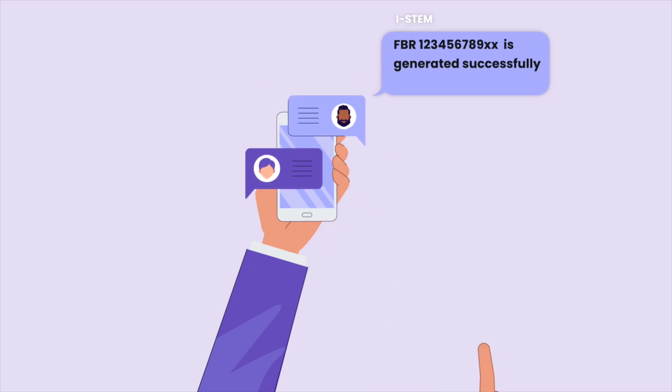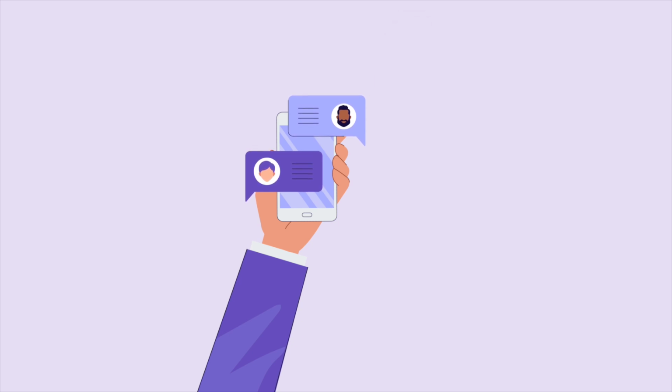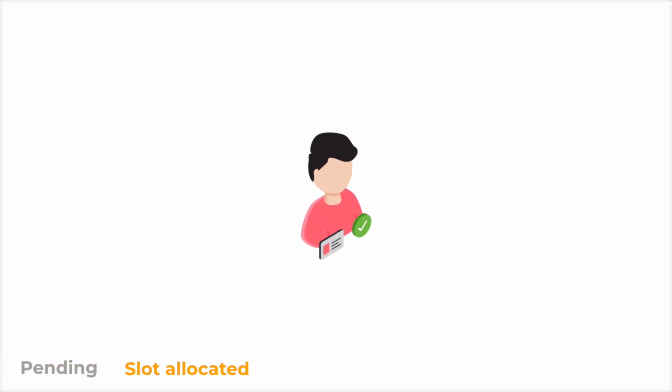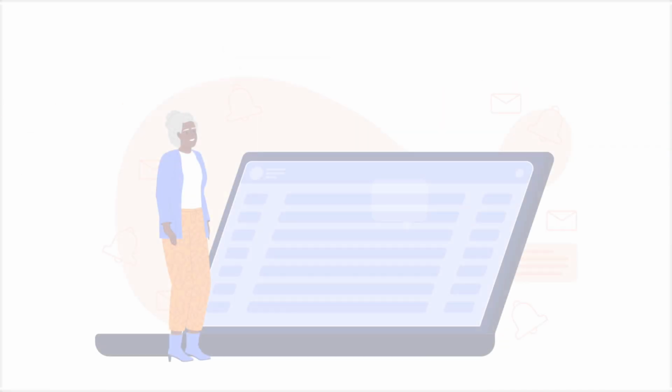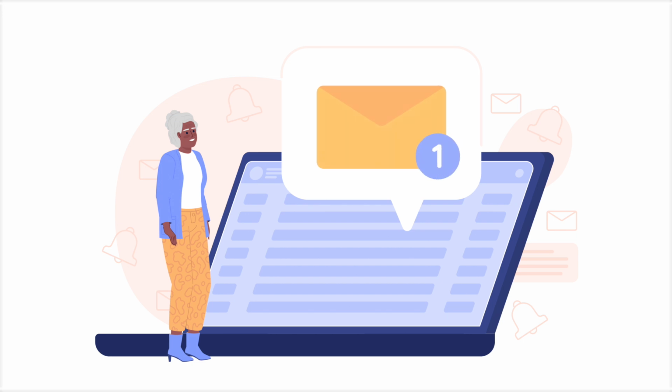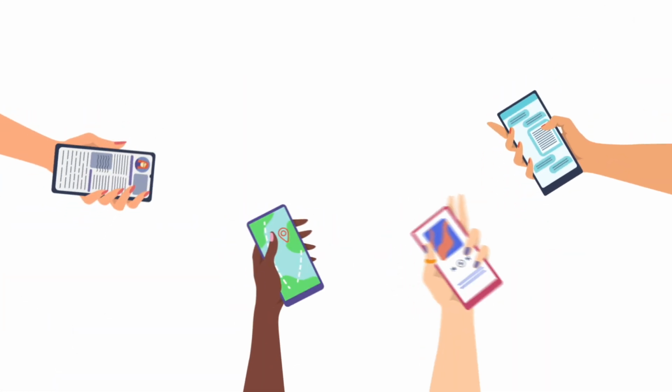Note: FBR is used to track the status of booking requests. Its status can be pending, slot allocated, executed, rejected, or cancelled. Whenever an FBR is generated or its status changes, the system automatically sends an email notification to relevant custodians, including the assigned operator and the user. This ensures everyone stays informed about the booking progress.